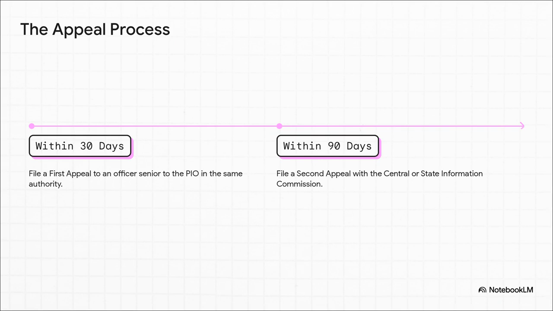A refusal is not the end of the line. You have a two-step appeal process. First, within 30 days of getting that refusal, you can file a first appeal with a senior officer inside that same department. If you're still not satisfied with their answer, you have 90 days to file a second appeal with a totally independent body, the Information Commission.